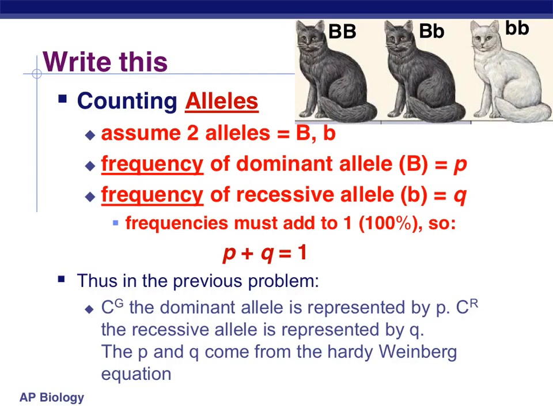The frequencies must add up to 1 or 100%, so that's where we come up with the formula p plus q equals 1. So if we look at the problem before, the one with the frogs, we had a dominant allele of big C, big G, and that would be represented by P, because it's the frequency of our dominant allele, whereas big C, big R would be the recessive allele, and that would be represented by the variable Q. The P and the Q come from the Hardy-Weinberg equation, which we haven't discussed yet, but we will in the second half of this video.